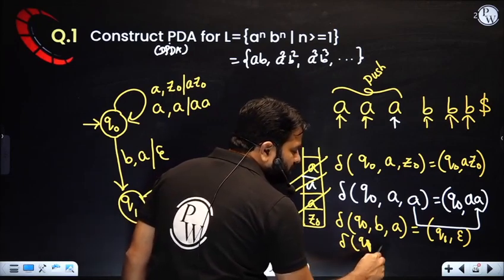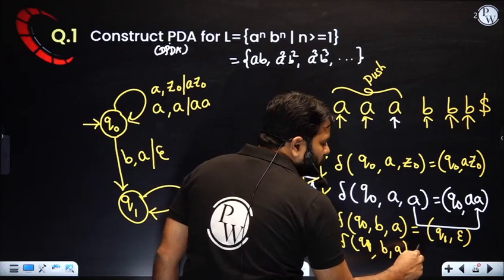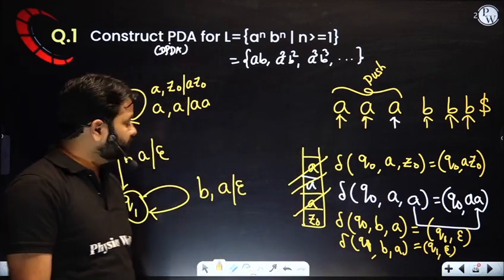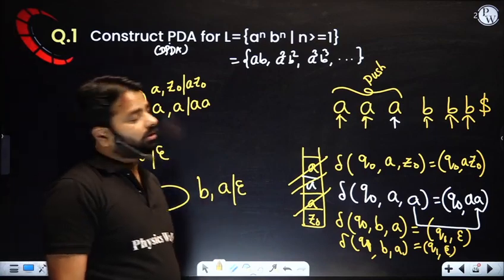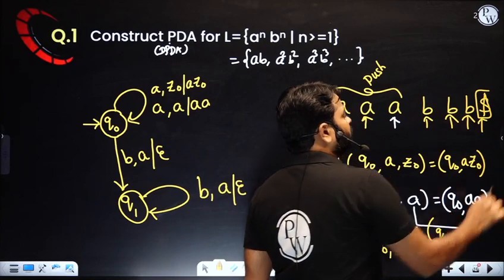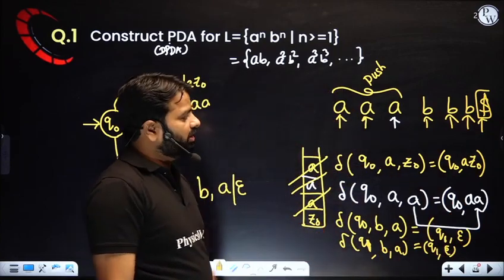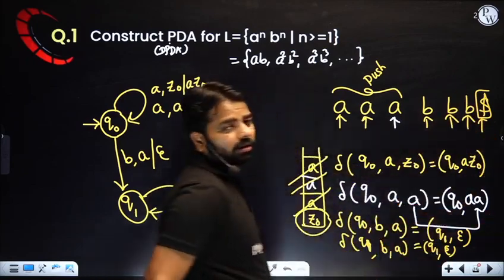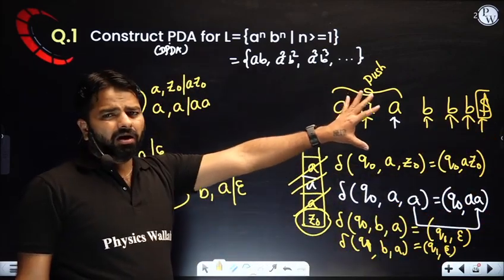There is no Q0, right? Q1, B, comma A, you do the same, but stay in the same state. Now, at this point, when you reach the dollar, the end of the input, what is there on top of the stack? Z0. So this combination is going to help you. Here Z0, here dollar. So the input is dollar, or end of the input.